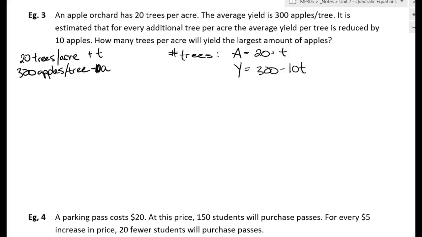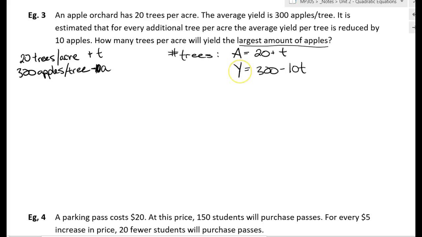Okay, so we look at these equations, we're like, great! So I've got t in both of them. I'm all set up, but number one, these don't look like quadratics because I don't have a square on either of my t values in either equation. And the question is actually asking, I want the largest amount of apples total for the whole thing.